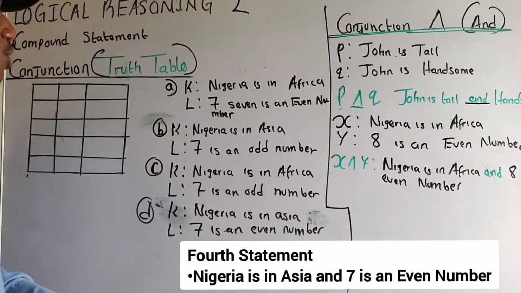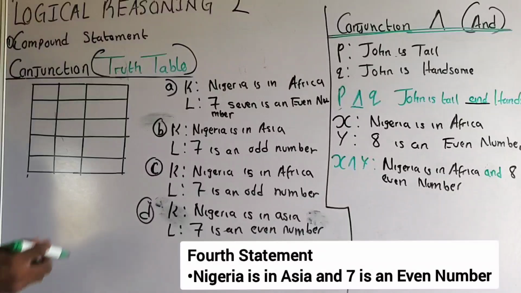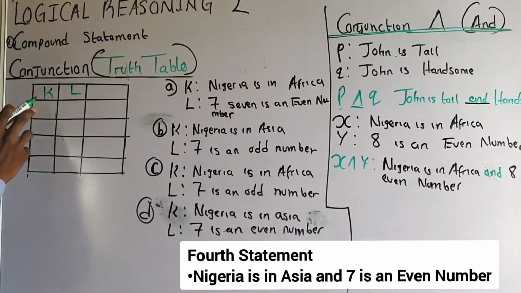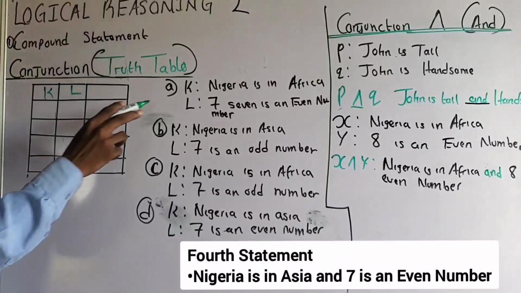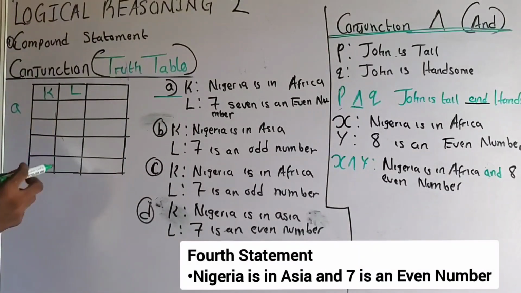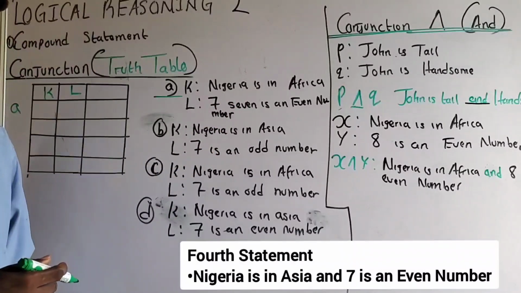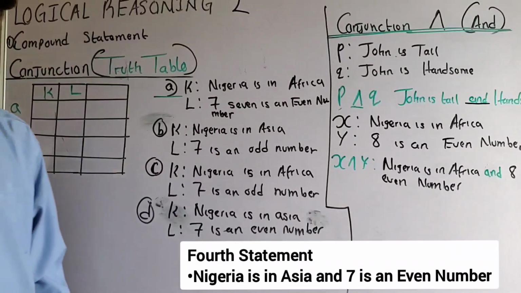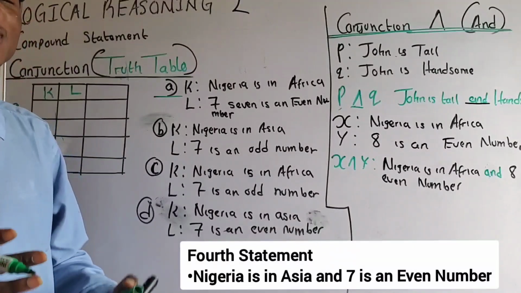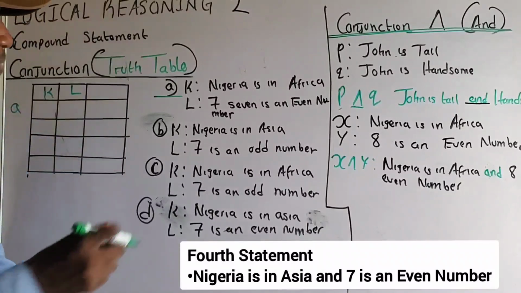Now, let us try to represent the truth value of each of these statements on this table. So we have the first symbol K, the second symbol L. Now, for the first one, which is A, we want to look at it. Nigeria is in Africa. What is the truth value of that statement? Don't forget, I told you in the previous class that truth value reveals the identity of a statement. It tells us whether a statement is true or false.